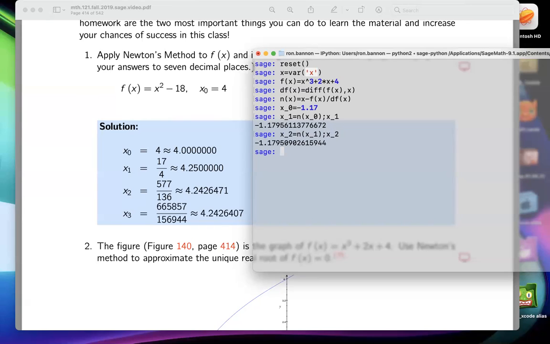By the way, I could do this all day long. Let's put down X3. What's X3 going to be equal to? N of X sub 2. We are now going to display X sub 3. Well, there was a little bit of a change. Let's do X4. I think you're getting an idea, right? X4 equals N of X sub 3. And I want to display X sub 4.